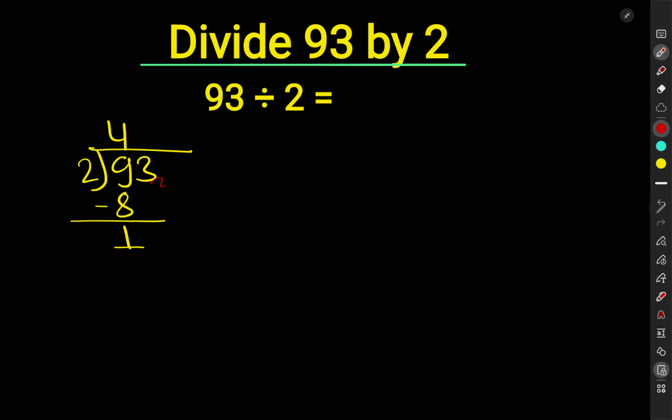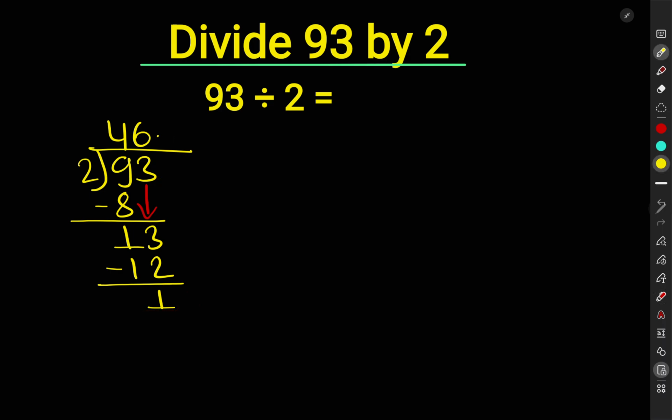So we bring down the beside number 3. So now it became 13. So 2 times 6 means 12. On subtracting we get 1. So now again this 1 is less than 2 and there is no other number beside.